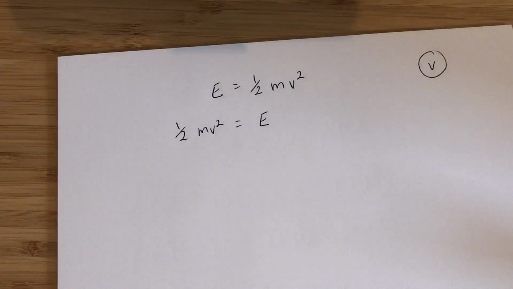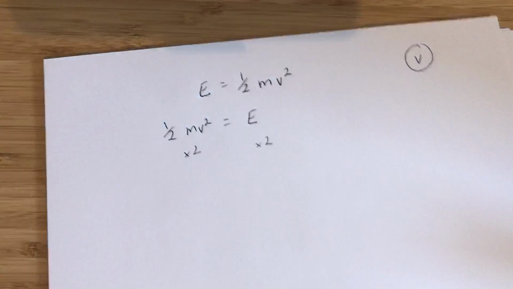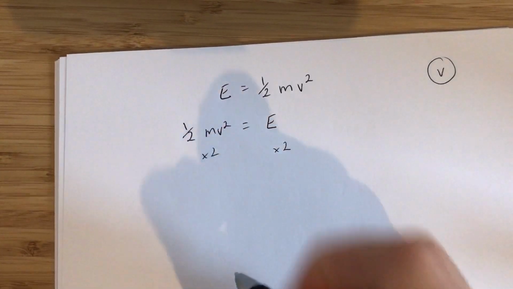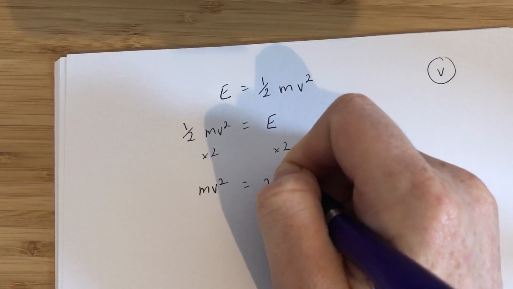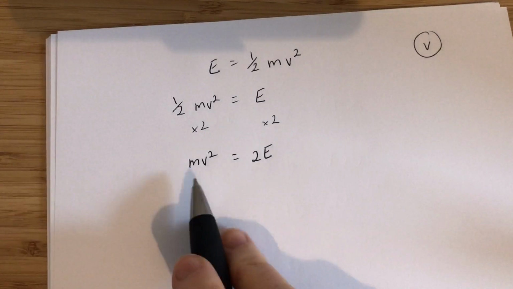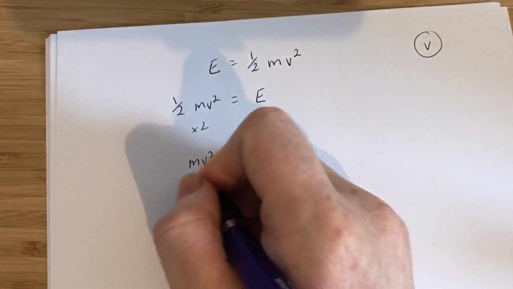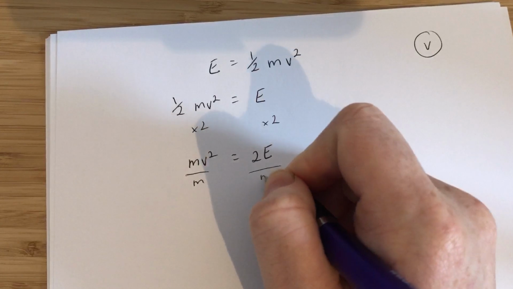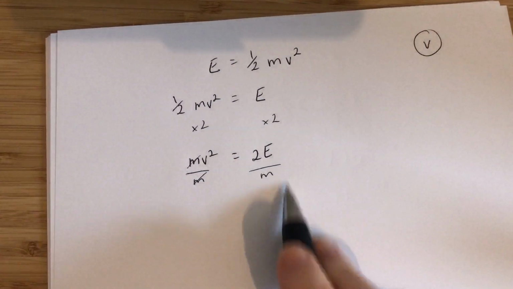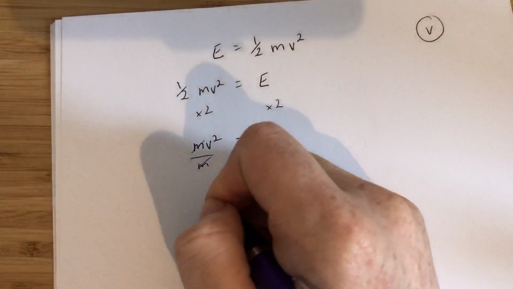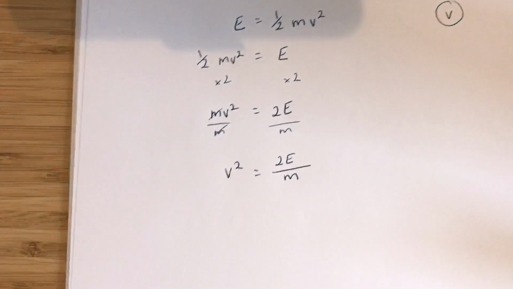So to change that half to 1, to get rid of it, I'm going to multiply by 2 on both sides. So if I multiply this by 2, that just goes to 1. I've just got mv squared on this side equals 2e. This m now, I'm going to get rid of that. So right here, it's divide by m. So I'm going to divide by m on this side, divide by m on that side. As you can see, these two are gone. And then this is what the right-hand side is going to look like. So we've got v squared equals 2e over m.